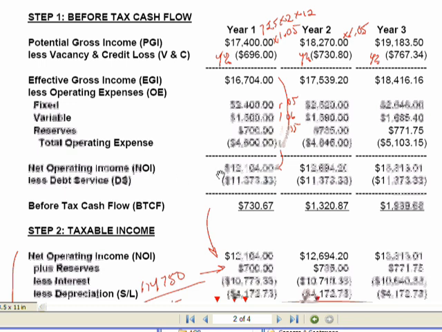Next step, subtract out debt service. Debt service should be straightforward. It's the same each year, no increases. But subtract out the debt service from the net operating income. That gives us $1,320 for the second year, $1,939 for the third year. So now we have before tax cash flow for all 3 years, and that was our goal for this clip. So take a look at it, think about it a bit, but when you're ready, go on to step 2 in the next clip.